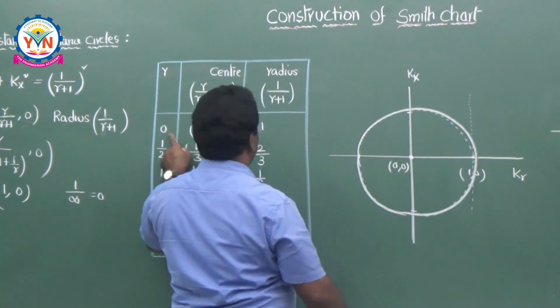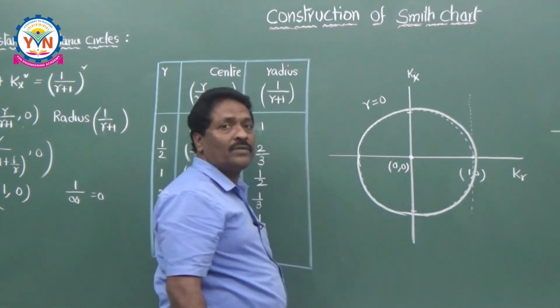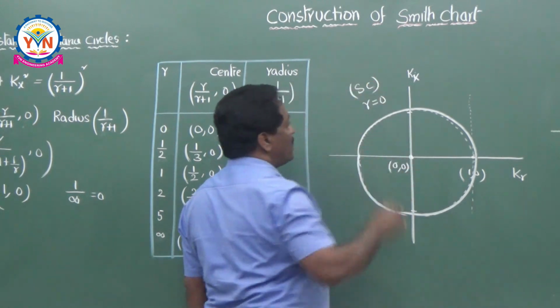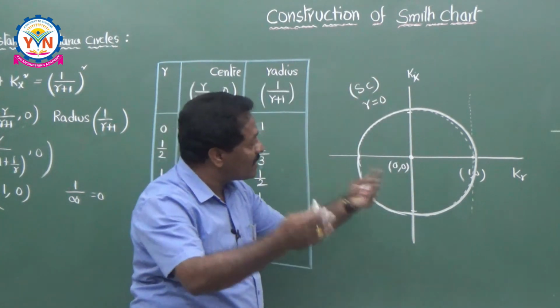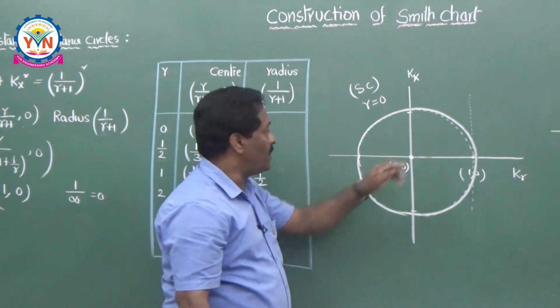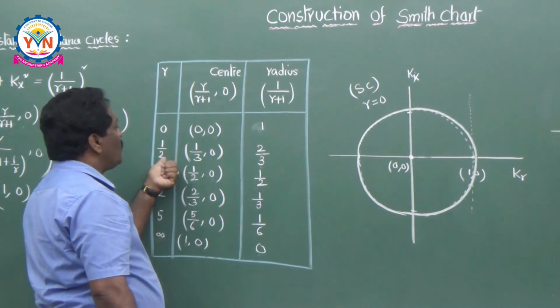And this is for r is equal to 0. R is equal to 0 means the resistance is equal to 0. It is nothing but a short circuit. This is the biggest circle, and all other circles will lie inside this circle only. Now if you take r equal to 1 by 2.